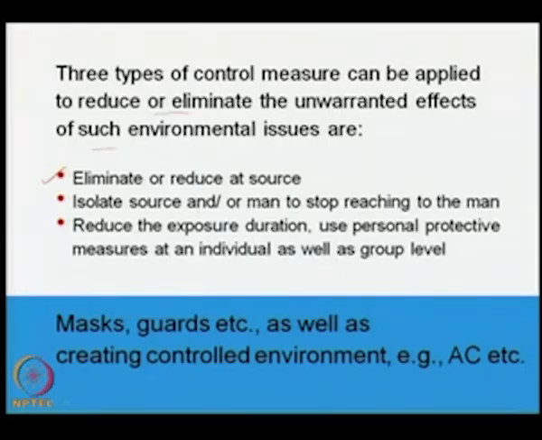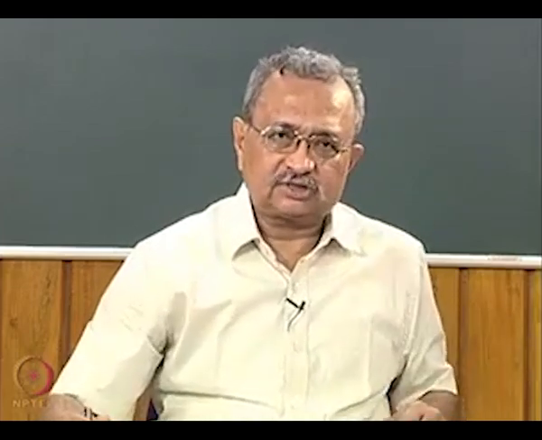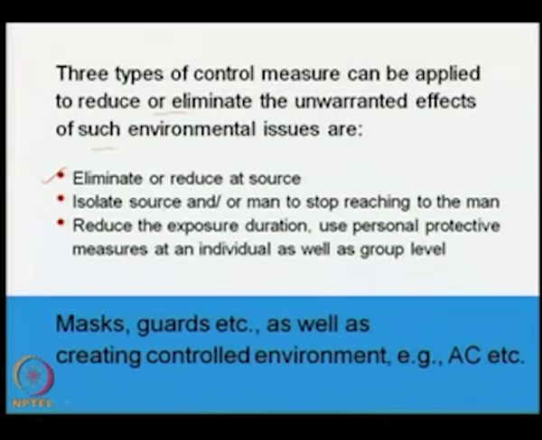The second is to isolate the source and/or the man, to stop it from reaching the man. If there is some other problem, suppose some hot material is there, or I am working near a hot oven, either I can go away from that place or arrange my work that way. So, that is isolating the source. Another, third, is to reduce the exposure duration and use personal protective measures at an individual as well as group level. I can have some kind of cover.